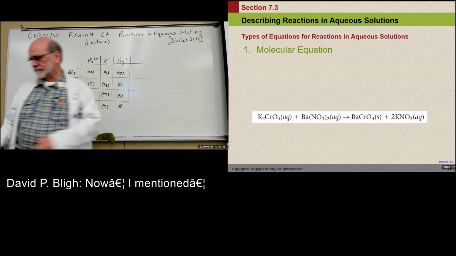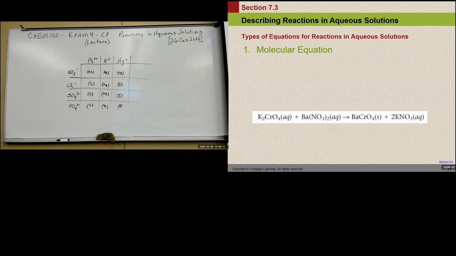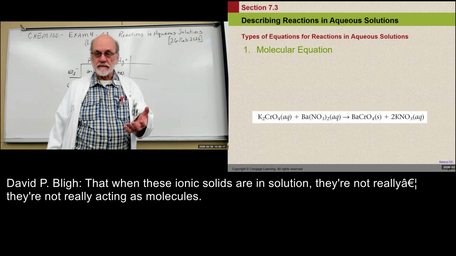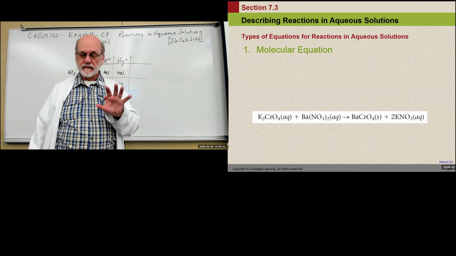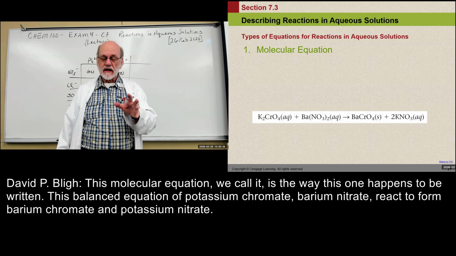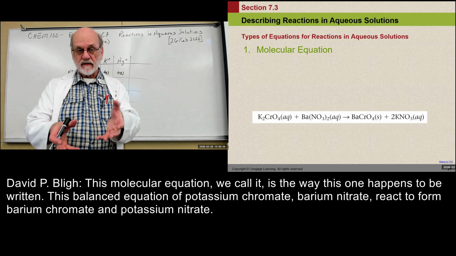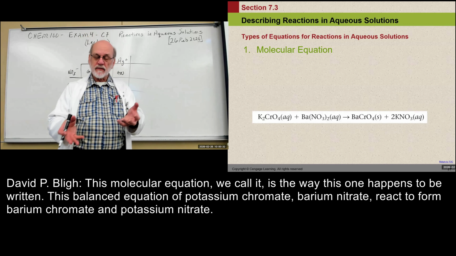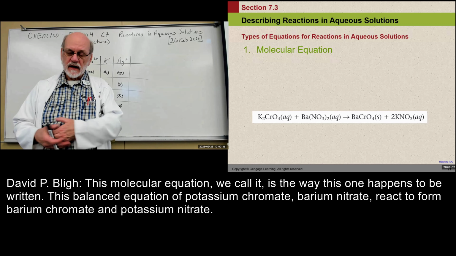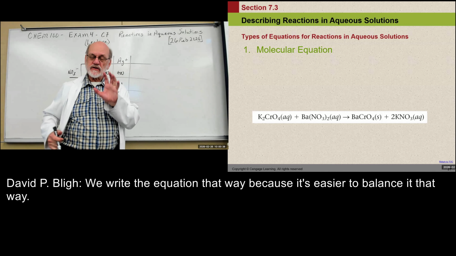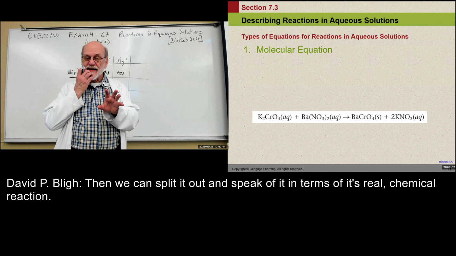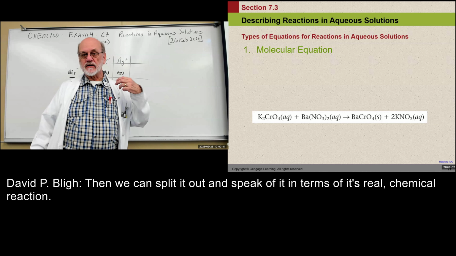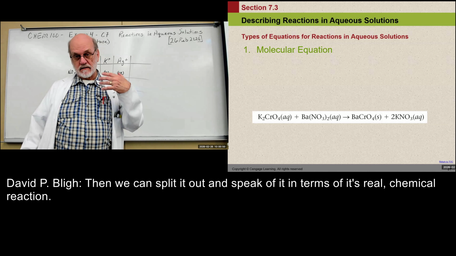Now, I mentioned that when these ionic solids are in solution, they're not really acting as molecules. This molecular equation, we call it, is the way this one happens to be written. This balanced equation: potassium chromate and barium nitrate react to form barium chromate and potassium nitrate. We write the equation that way because it's easier to balance it that way. But once the equation is balanced, then we can split it out and speak of it in terms of its real chemical reaction.